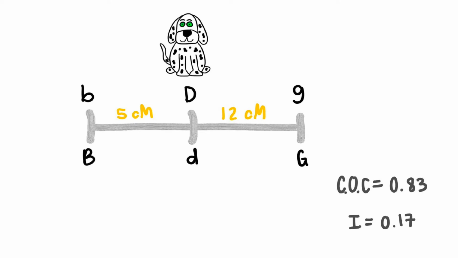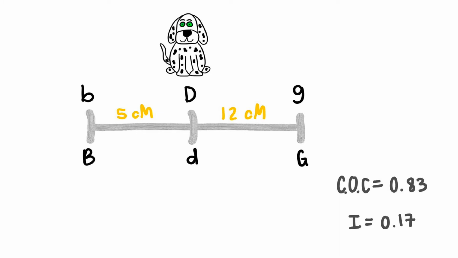The distance between each individual loci influences the probability of crossing over. If a crossover event does occur, the gamete produced would differ from the parental generation. The distance between the locus for the nose color and dot presence or absence is 5 centimorgans, and the distance between the locus for dot presence or absence and eye color is 12 centimorgans. The coefficient of coincidence is 0.83, making the interference 0.17.